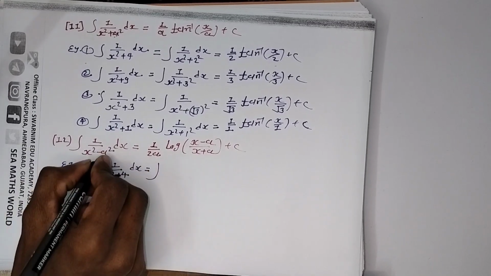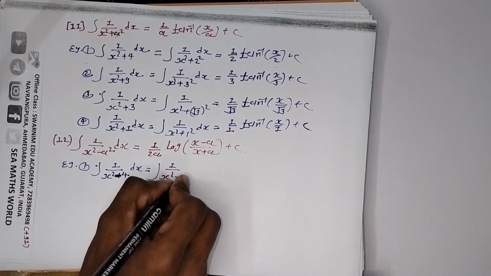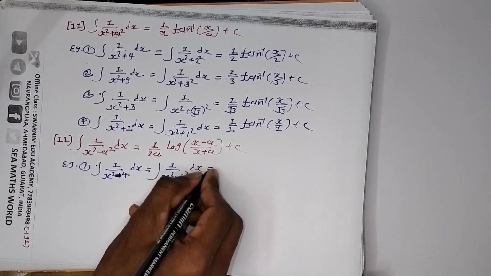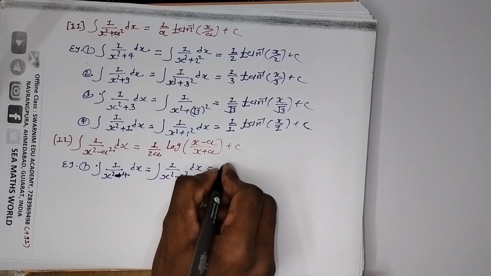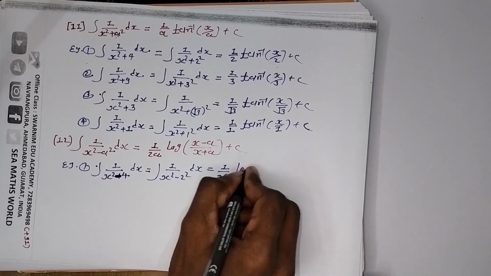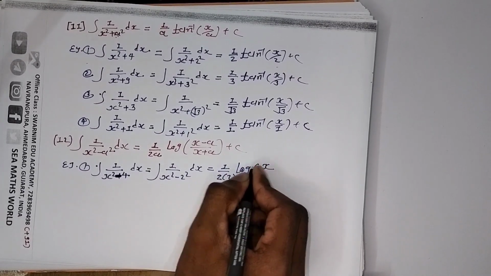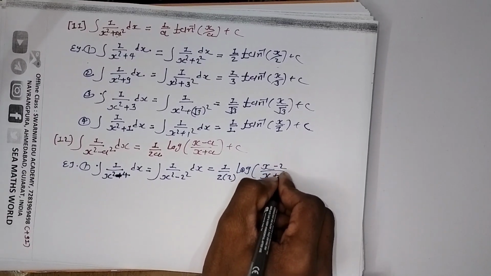So we have to convert this 4 into a square form: 1 upon x square minus 2 square. Now we can apply the formula. 1 upon 2a, a is 2. Log of x minus a, what is a? 2. And x plus a, what is a? 2.